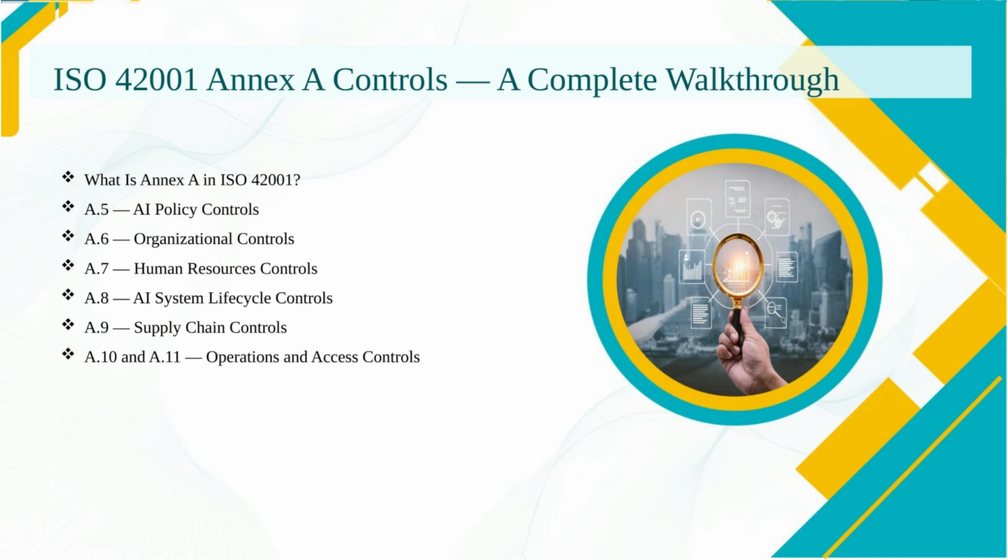By the end of this episode, you will understand what each control requires, what implementation looks like in practice, and what evidence an auditor expects to see. You will also understand how to build your statement of applicability, the key document that maps your organization's control decisions. Let's walk through Annex A from the beginning.